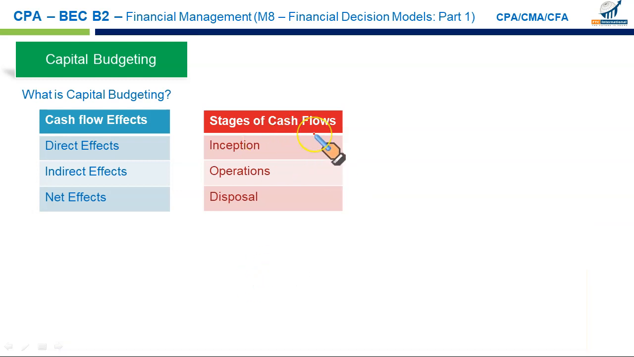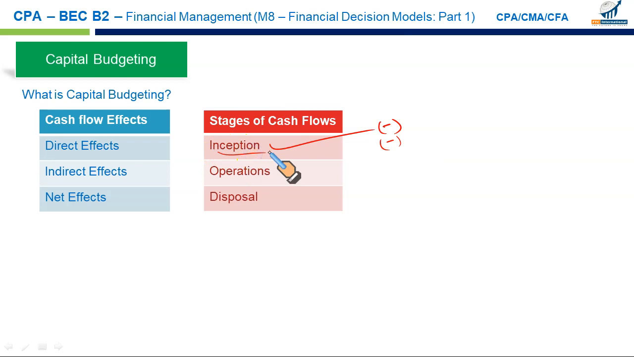Next, stages of cash flows. First, the inception stage. At the inception stage, when the project is about to be started, we need some capital investment, a large outflow. We might require some working capital. So initial cash flows, or the inception cash flows, are the cash flows required at the start of the project. You might need some additional investment in receivables, additional investment in working capital. So this is called the cash flow at the inception.